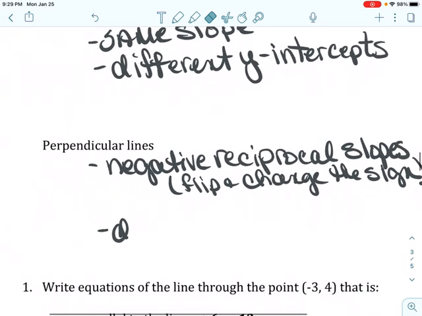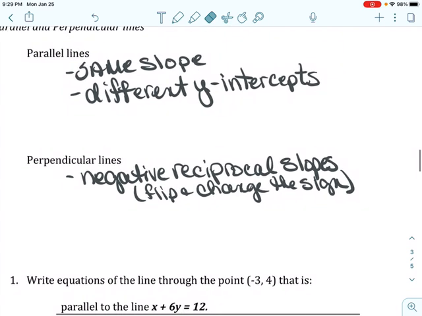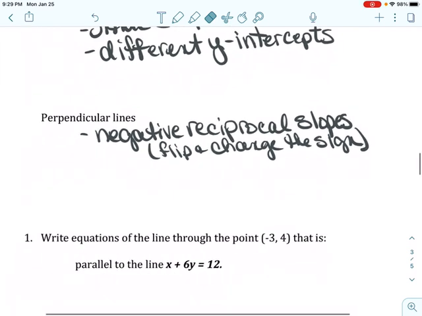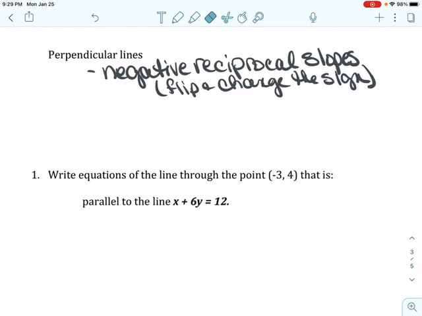Different, or they could have the same y-intercepts, but they don't have to. Okay, so the y-intercept could be the same number or they can be different numbers. It just depends on the problem. But the key is to flip the slope and change its sign. Okay, so key is slope.